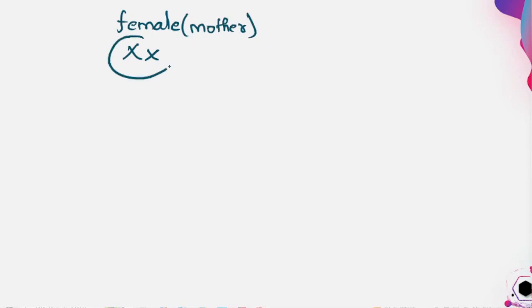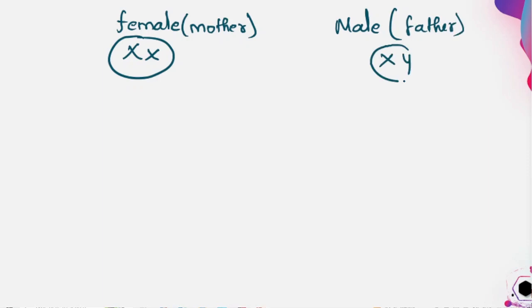Now let us try to understand through a diagram so that it will be very easy for you to understand. Diagrammatic representation, let us do now. First you take XX. It is nothing but female, or you can write mother. This is the chromosome present in female. Now I am taking the male, you can also write it as father, having XY chromosomes. Now from XX chromosomes, what will you get? X chromosome after splitting, after meiosis.